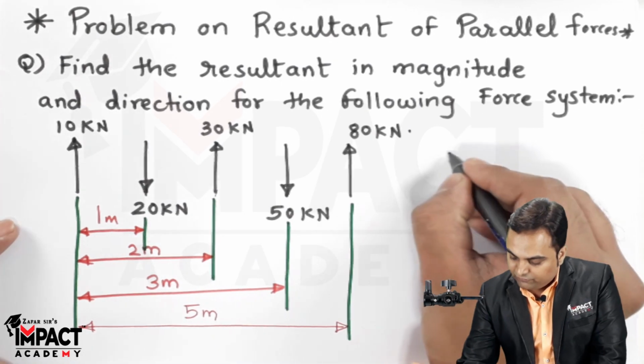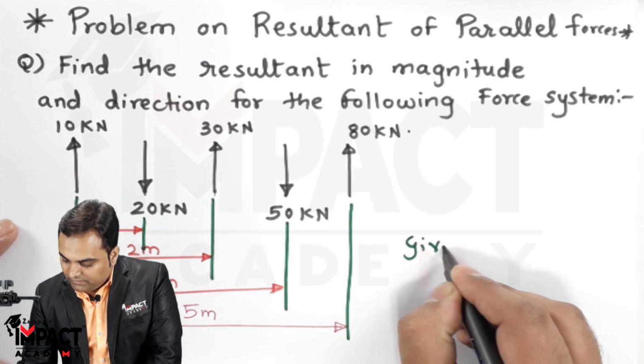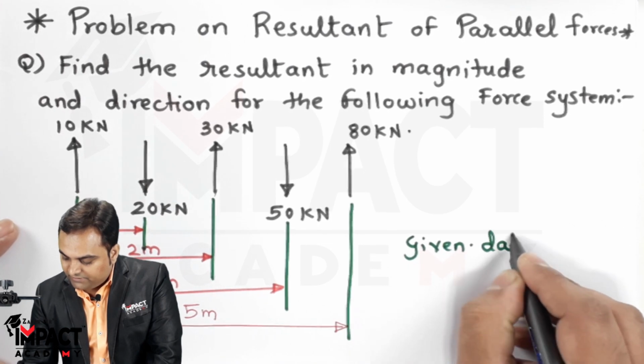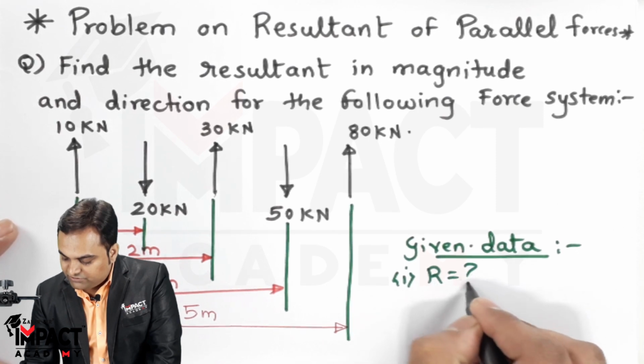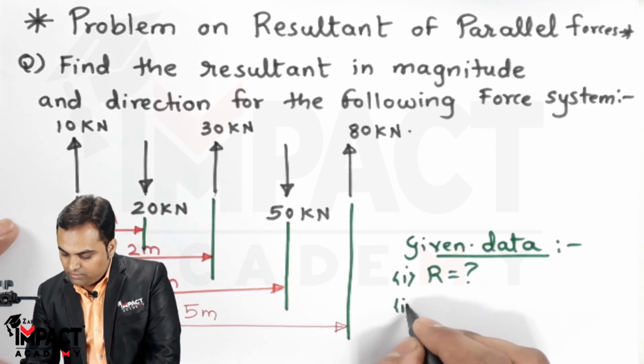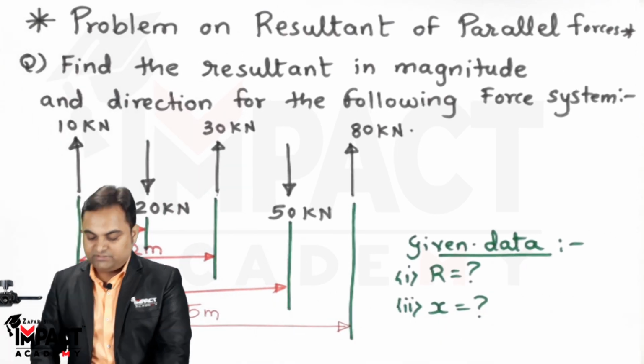Now for this, I will write down the data: we have to find, for the given force system, how much is the magnitude of the resultant, which is denoted by capital R, and what is its location? Location is given by horizontal distance x.